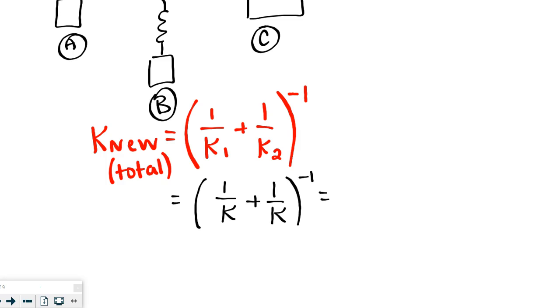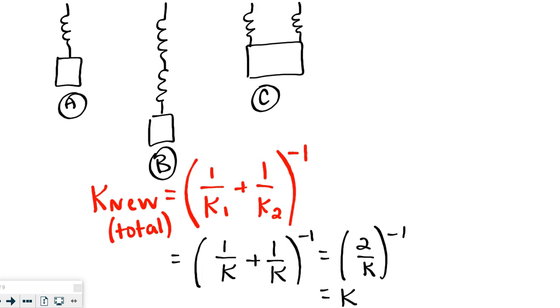Two springs connected next to each other in parallel, you just sum up the K's. So that would be K1 plus K2. So that would be double the K. And then one by itself is just going to be a single K.